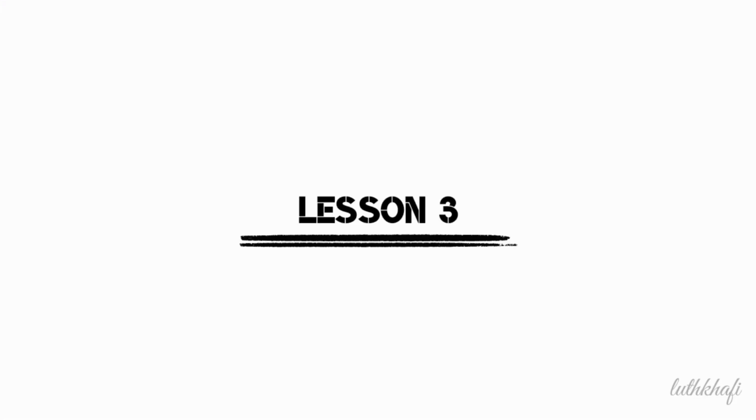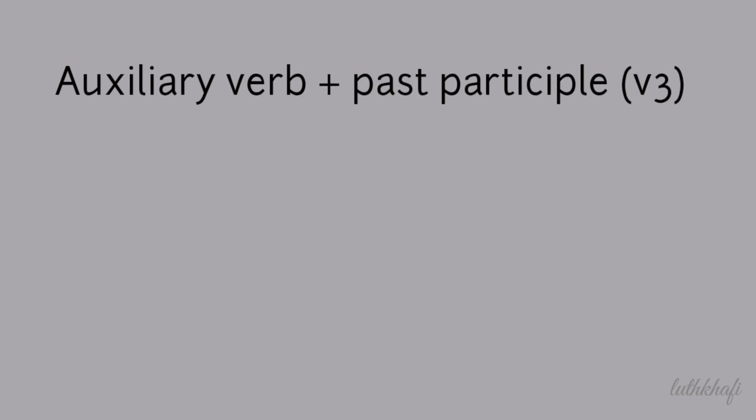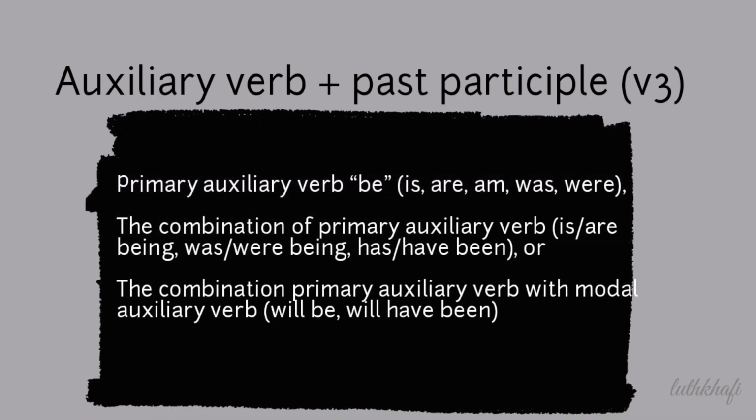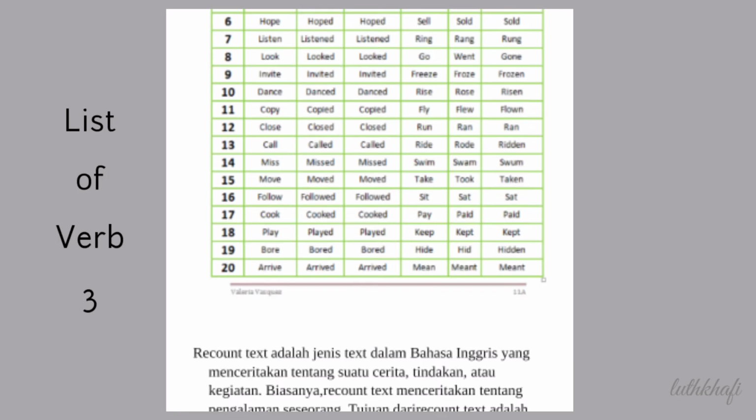Lesson 3. Passive voice. Passive voice is a form of sentence in which the subject of the sentence receives the action. Unlike an active voice, this is more focused on the object as a receiver of an action. Passive voice is made from an auxiliary verb with a past participle. The past participle is known as verb 3.